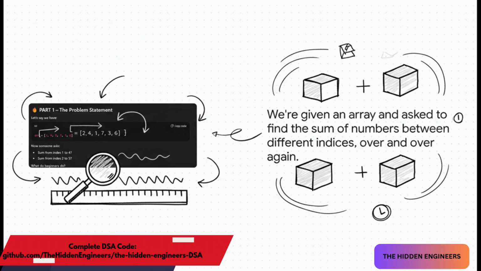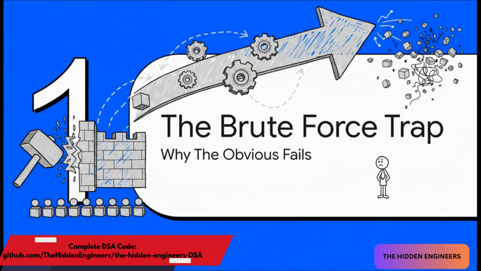Well, let's look at the most obvious way first. Now, this first method, we call it the brute force approach. And it's called that for a reason. It's direct, it makes sense, but it's a trap that seems totally fine when things are small, but fails spectacularly when you try to scale it up.